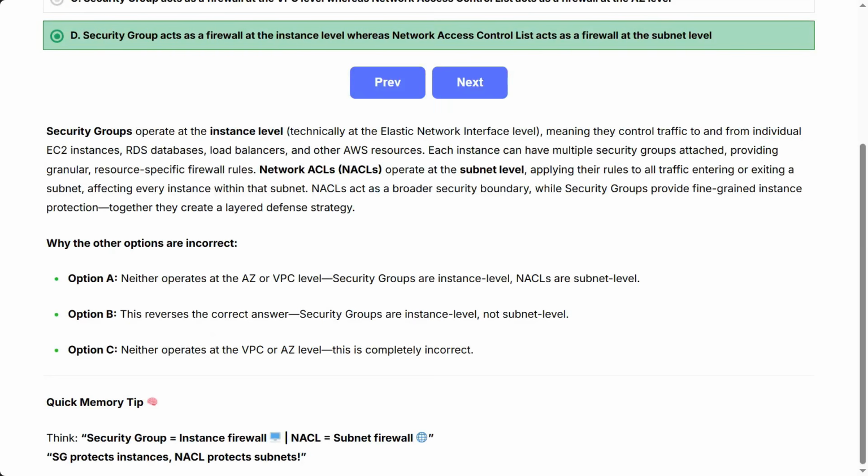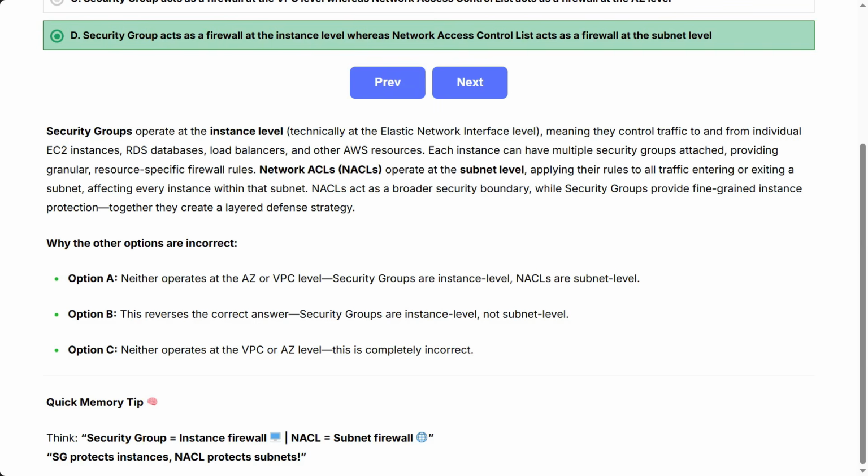traffic to and from individual EC2 instances, RDS databases, load balancers, and other AWS resources. Each instance can have multiple security groups attached, providing granular, resource-specific firewall rules. Network ACLs, NACLs, operate at the subnet level, applying their rules to all traffic entering or exiting a subnet, affecting every instance within that subnet. NACLs act as a broader security boundary, while security groups provide fine-grained instance protection. Together, they create a layered defense strategy.